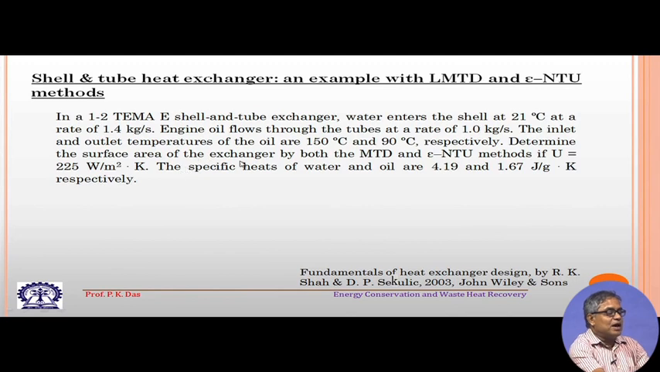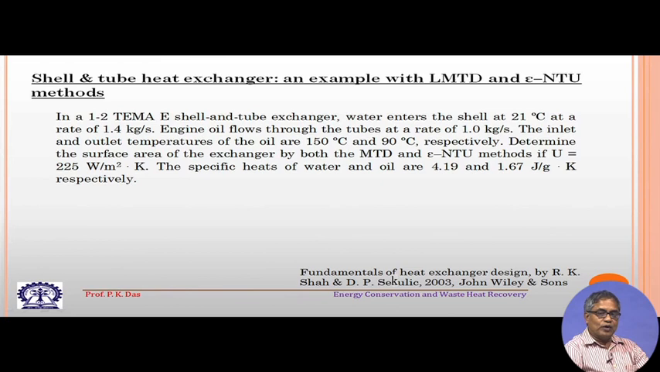Determine the surface area of the exchanger by both the LMTD or MTD method and the Effectiveness-NTU method. If U, capital U, is the overall heat transfer coefficient, that is 225 watt per meter square Kelvin. The specific heats of water and oil are 4.19 and 1.67 joule per gram Kelvin respectively.